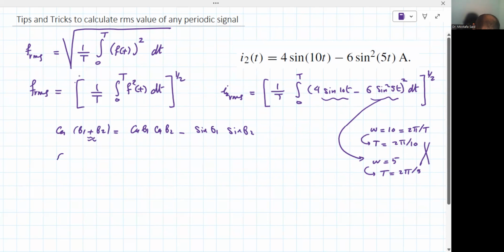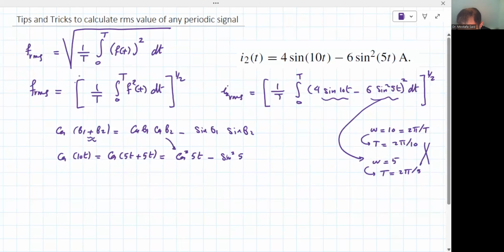Good. So cosine 10t can be written that way. It can be written as cosine(5t + 5t), right? 5t plus 5t is 10t. So theta 1 is 5t and theta 2 is also 5t. So that gives you cosine square 5t minus sine square 5t.